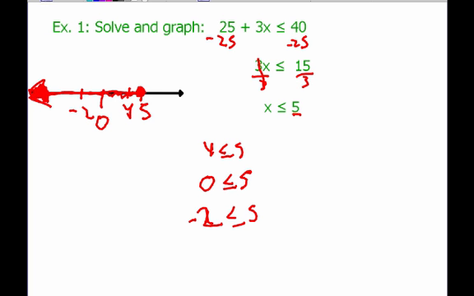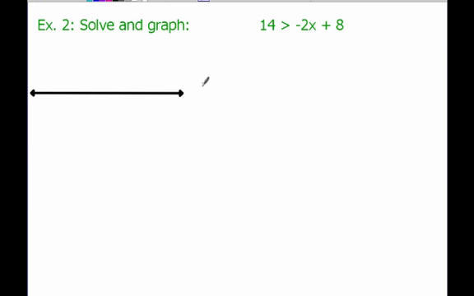So here's example number 2. Example number 2 says solve and graph 14 is greater than -2x plus 8. So just like an equation, our first step is to get rid of this positive 8. We do that by subtracting 8 on both sides. I get 6. 14 minus 8 is 6, is greater than -2x. Now I'm going to divide both sides by -2.